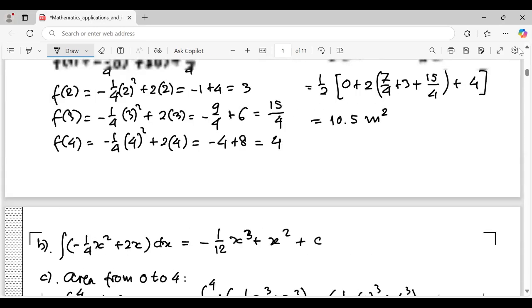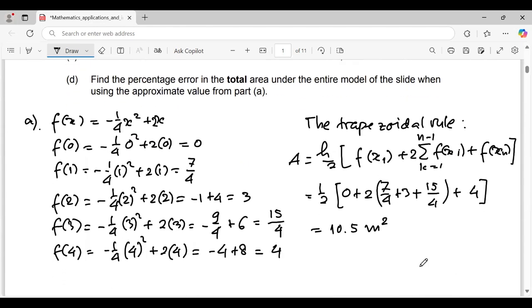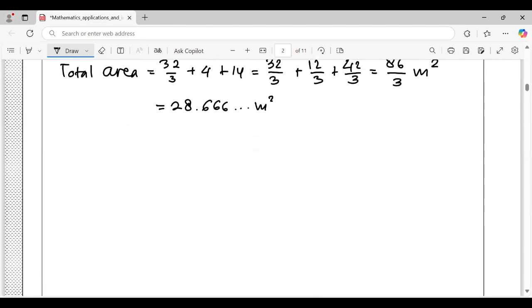Next. Find the percentage error in the total area under the entire model of the slide when using the approximate value from part A. Part A is 10.5 square meters. So we need to calculate the total area in part A.